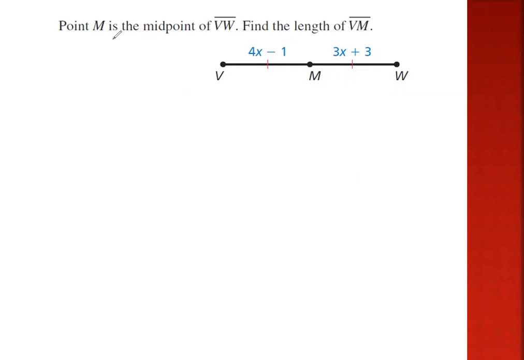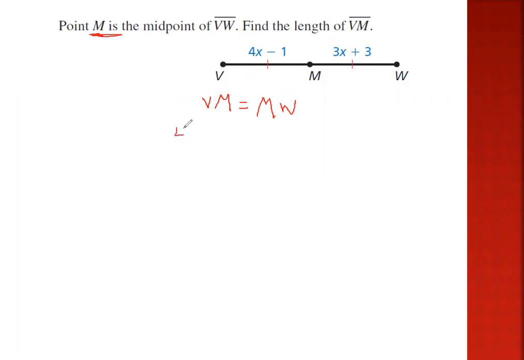Okay. In this question, he said, point M is the midpoint of VW. Find the length of VM. He is looking for VM, and he said that M is a midpoint. Then how are we going to solve this question, grade 9? Midpoint means it will divide it into 2 equal parts, right? Then VM should be equal to MW.